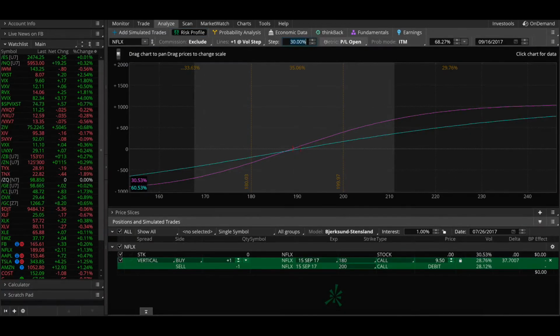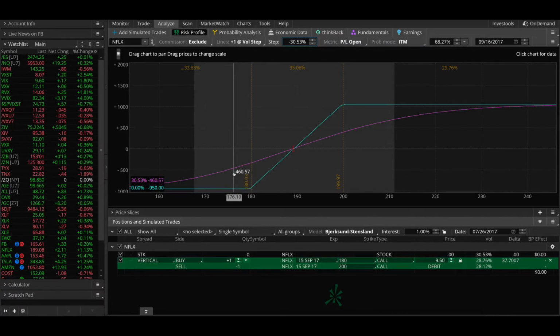Alright, so now I'm actually going to drop down this implied volatility number and put in negative 30.53%. I did that because the current implied volatility in Netflix is 30.53%, and I want to look at the estimation of profits and losses for this spread if implied volatility were to go to 0%. Now as we can see, if implied volatility goes to 0% and the stock price is below $180, which is the long call strike of this particular call spread, then we're expected to lose $950. That makes sense because our maximum loss potential is $950.